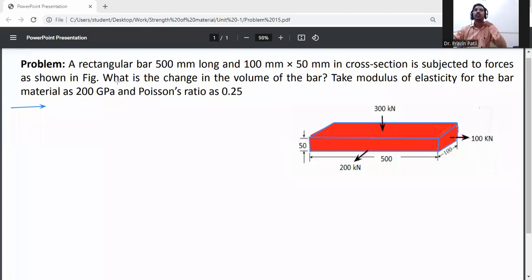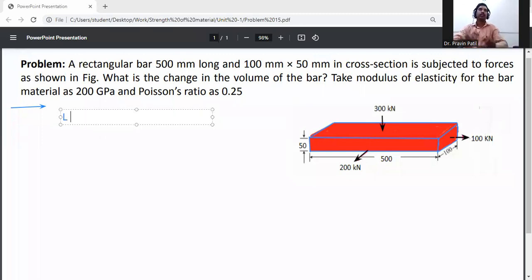Two forces act as in the figure. What is the change in volume of the bar? Take the modulus of elasticity for the bar material as 200 GPa and Poisson's ratio as 0.25. So first of all, write down the given data.